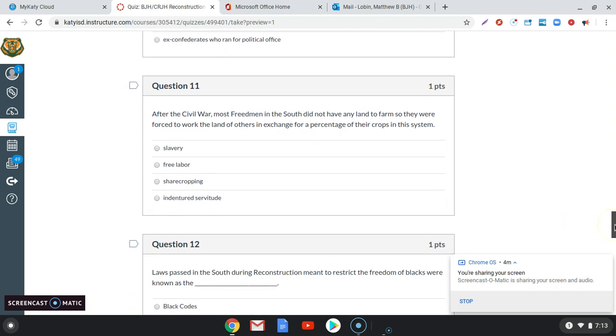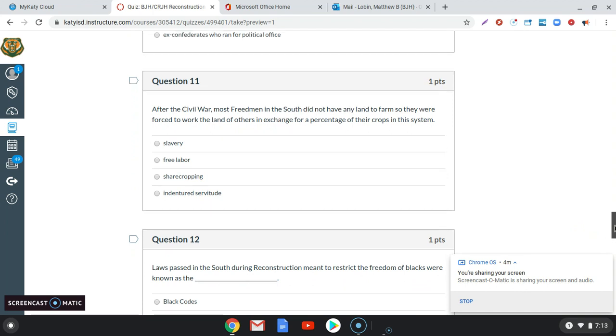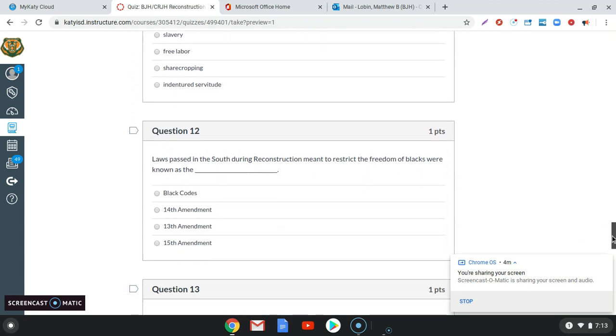Question 11. After the Civil War, most women in the South did not have any land to farm, so they were forced to work the land of others in exchange for a percentage of their crops in this system: slavery, free labor, sharecropping, indentured servitude.